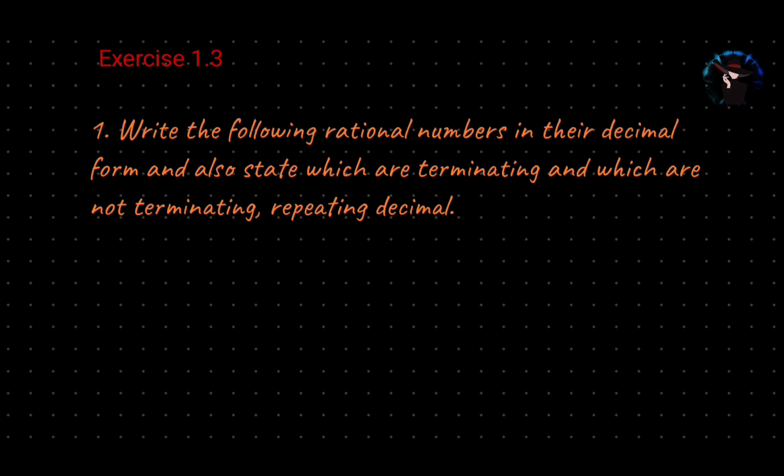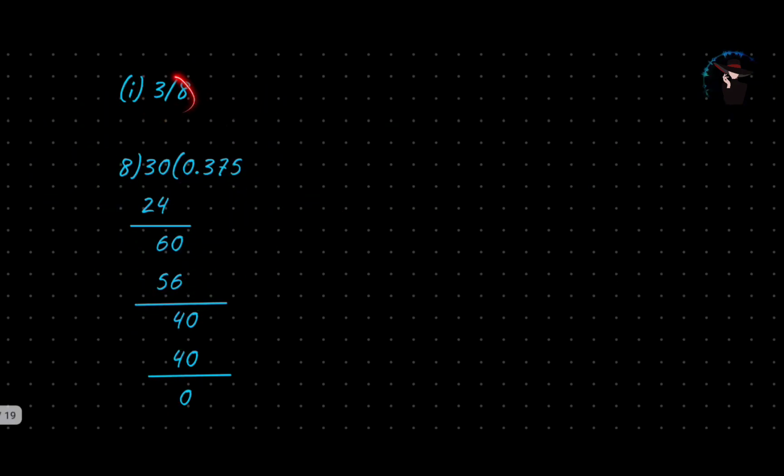So what's the first question we have? 3 by 8. So how are you going to find? Just as I have shown you before, the division form. Let's take 8 as a divisor. 3 doesn't come in 8. Let's take a point and add a 0 here. So 8 3s are 24. 30 minus 24, remaining 6. When we have a point, let's add a 0. We can add as many zeros as we want once we have a point.